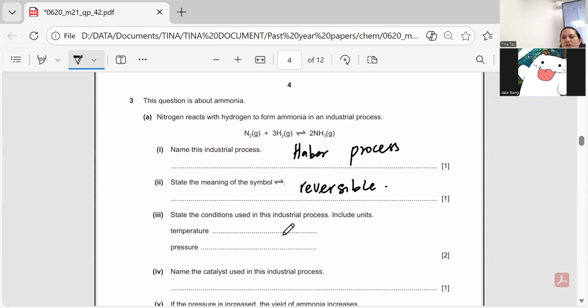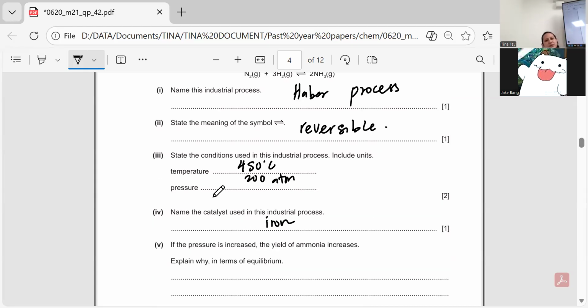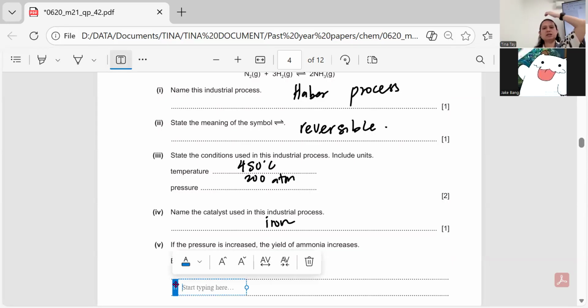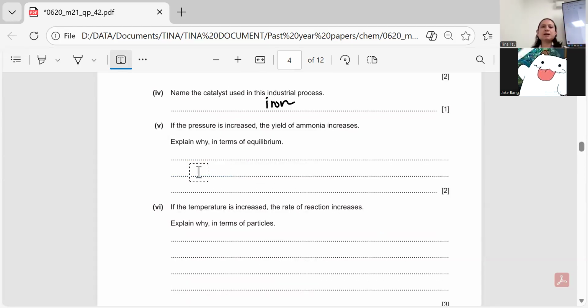State the conditions used in this industrial process, including the units. 450 degrees Celsius, 200 atmospheres. Iron is the catalyst. Can you remember? If the pressure is increased, the yield of ammonia increases. Explain in terms of equilibrium. Why? There are fewer moles of gas in the product.